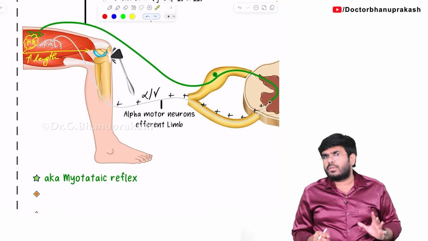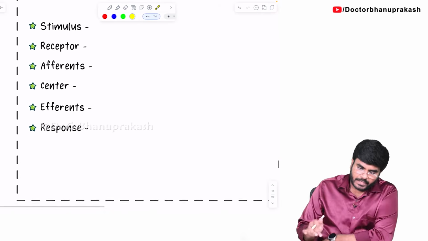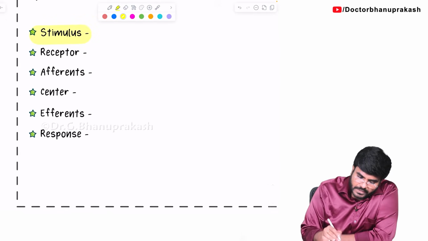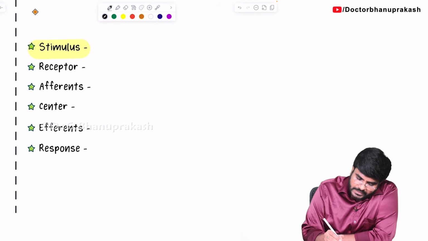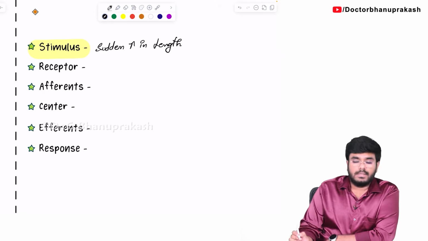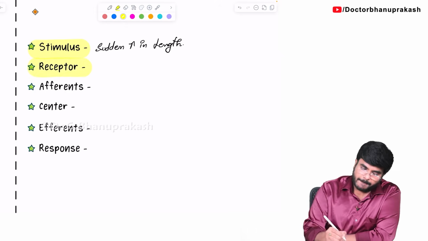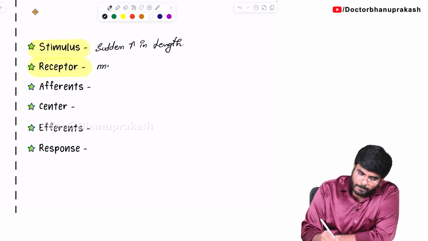Now in this stretch reflex, how are the questions going to come in your exam? They will ask you what the different components are. You tell me, what is the stimulus for the stretch reflex? The stimulus for the stretch reflex is a sudden increase in length of the muscle. Next, what is the receptor that is getting activated? Who is going to detect this length change? The answer is muscle spindle.